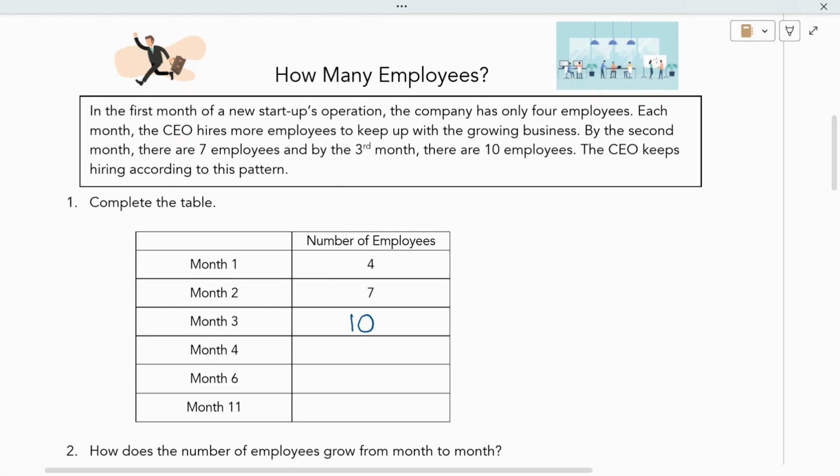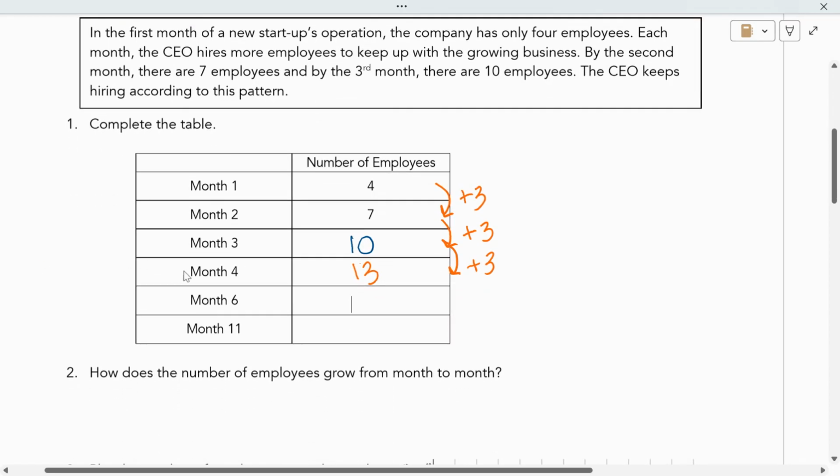Adding what? Adding 3. Good job, bud. So 13. Plus 3. Plus 3. So we're adding 3 each month. Watch out for that because in the fourth month, we have 13 employees. But do you see what it does over here? It's trying to trick you. It skips a month. So this is 2 months.